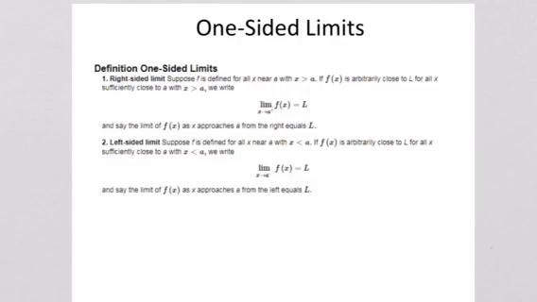Now we're going to talk about some one-sided limits. So one-sided limits, we have right and left-sided limits. The right-sided limits, we're interested in approaching a value from above. That's what this plus sign indicates. And limits from the left are limits where we're approaching the value from below. That's what this minus sign indicates.